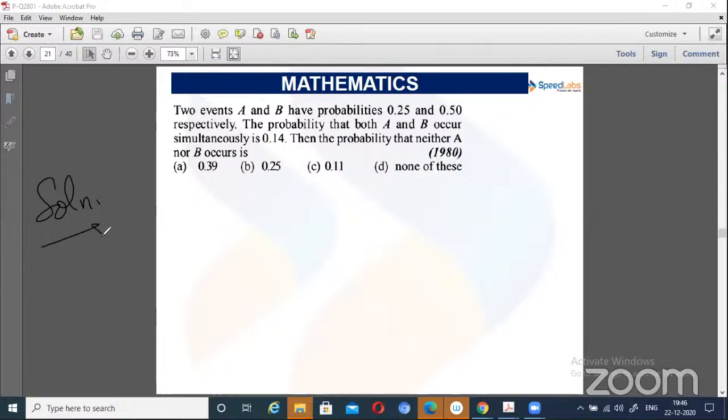Two events A and B have probabilities 0.25 and 0.5 respectively. The probability that both A and B occur. अच्छा ये हम कर चुके पहले. ठीक है, लेट्स मूव. है ना, वही है ना. To the next one then.